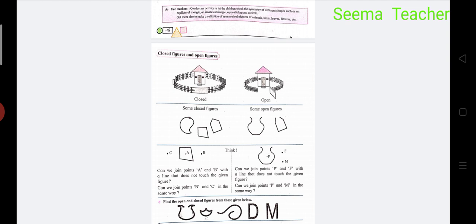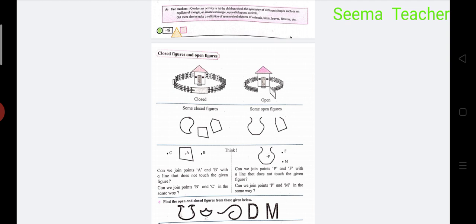So again, they have given some closed figures. So these are all closed figures. It is not open. And here some pictures are given. Here they have given a pot. It is not matched. So these are some open figures. So this is open.